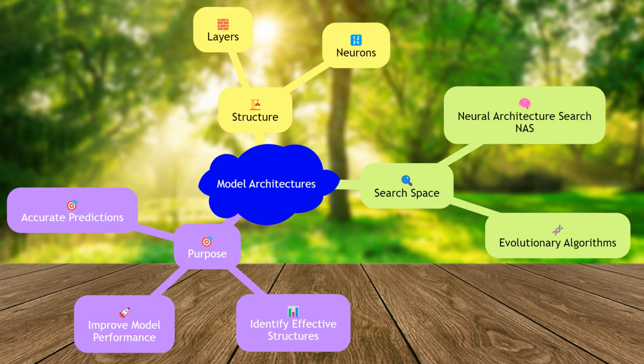Model architectures refer to the structure of the model itself, such as the number of layers and neurons in a neural network. This is a crucial component of the search space, as different architectures can lead to vastly different model performances. Techniques such as neural architecture search, NDES, and evolutionary algorithms are often used to explore the model architecture search space. By experimenting with different architectures, data scientists can identify the most effective structures for their specific tasks, leading to better model performance and more accurate predictions.